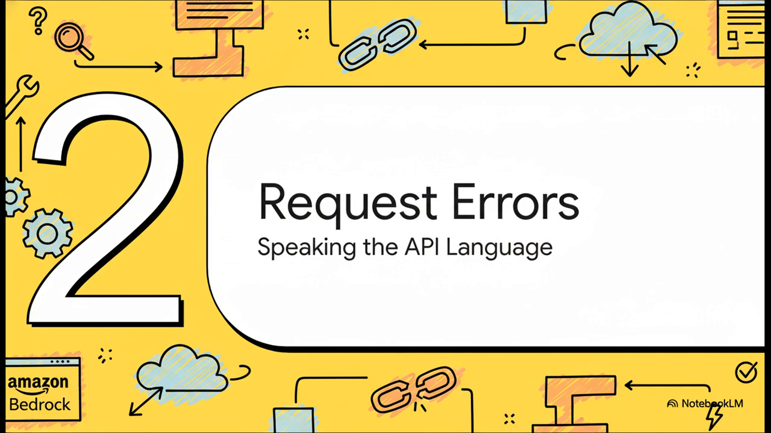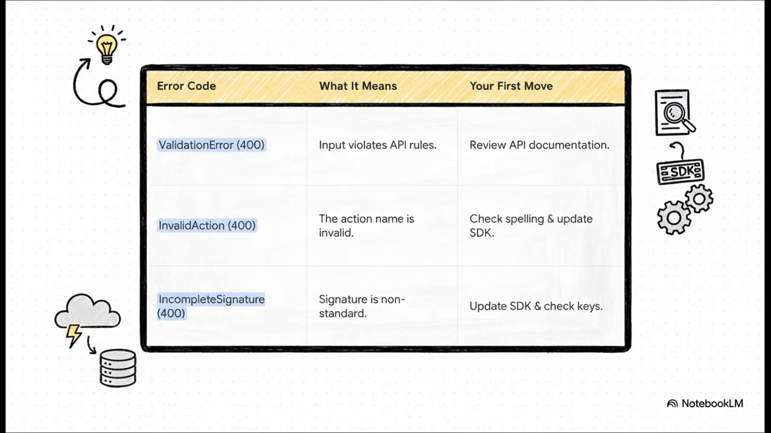Okay, you're past the bouncer, you're in the club. Now you actually have to talk to the API. This next bucket of errors is all about what happens when you're not speaking its language correctly. Maybe your request has a typo, it's formatted wrong, or it's just plain old invalid. Think of these as the API's version of spelling and grammar mistakes.